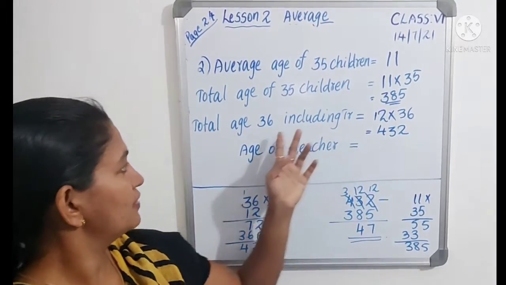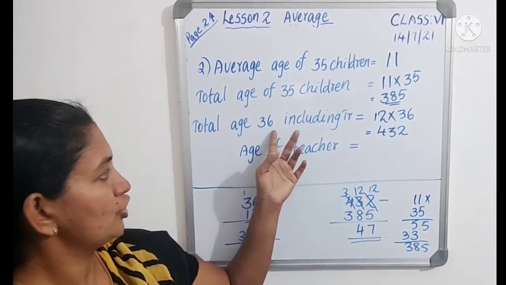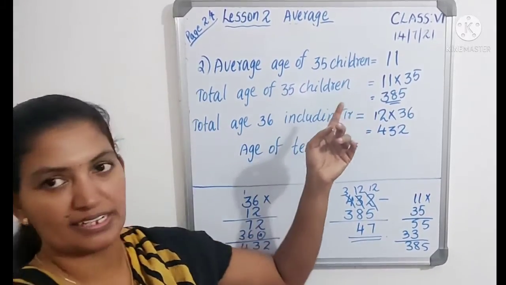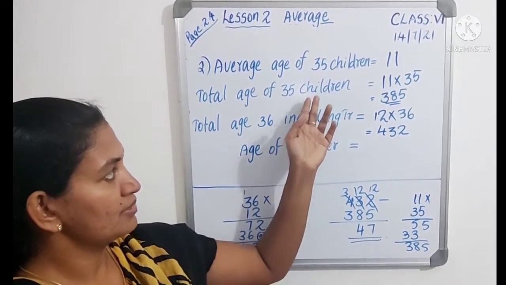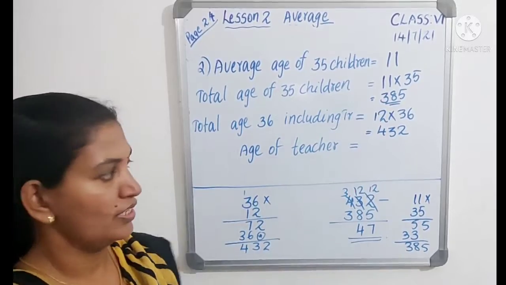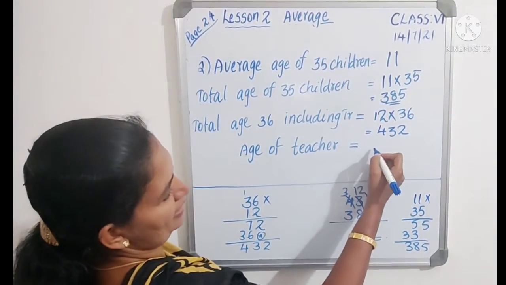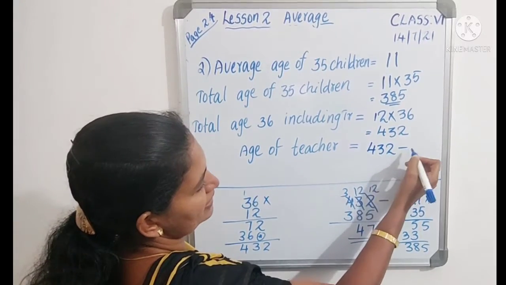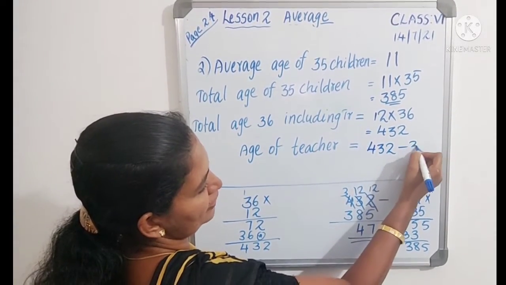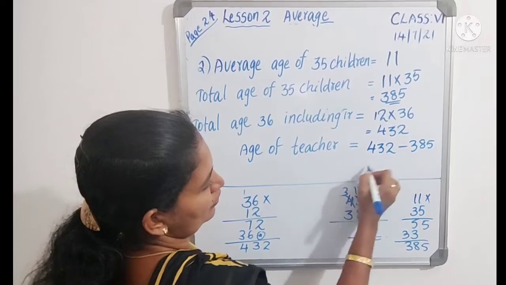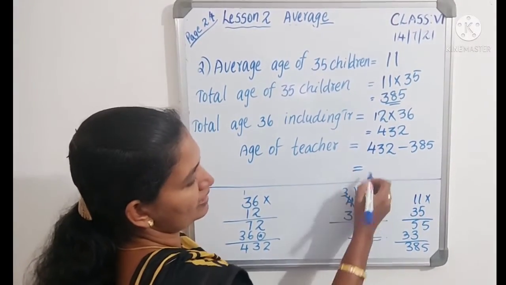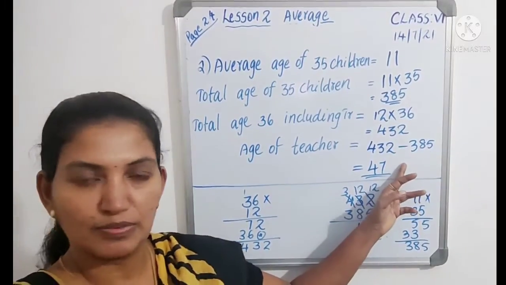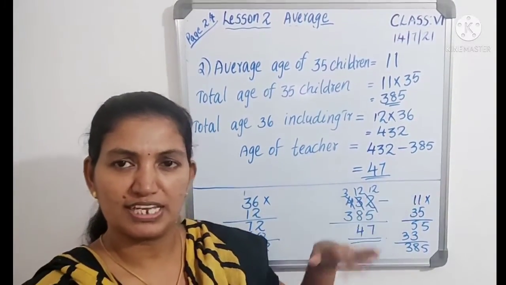We know that we subtract the total age of 36 including the teacher minus the total age of 35 children. Including the teacher, then subtract only children. Understood? So subtract, that is 432 minus 385. Okay, after subtraction we will get 47. The age of the teacher is 47.